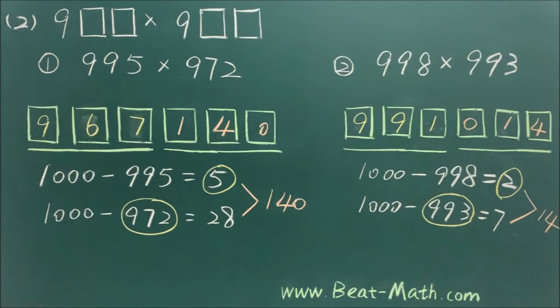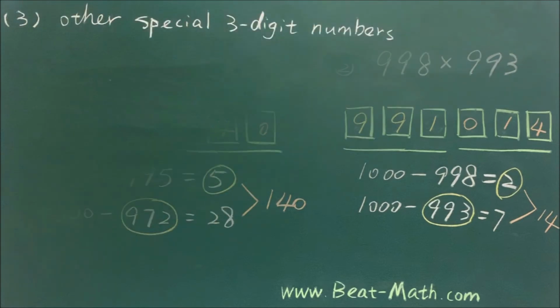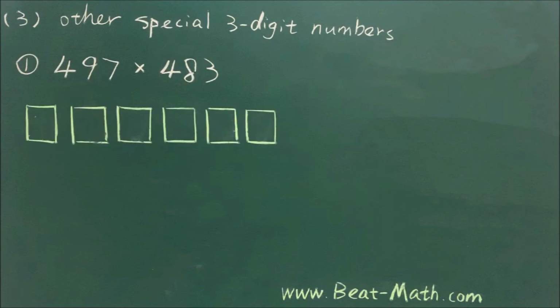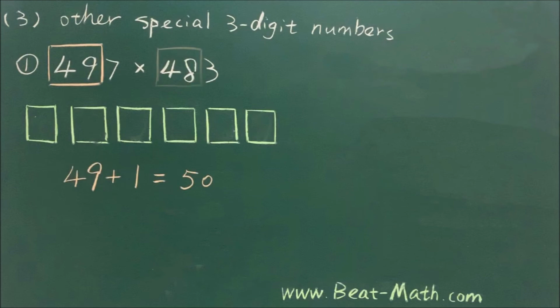Until now, we've learned how to calculate the product of small numbers close to 100 and big numbers close to 1,000. But there is still a trick for some other special 3-digit numbers. Let's check it out. 497 times 483. The first step is to add 49 plus 1, which equals 50. 50 times 48 is 2,400. This is the first part of the answer.